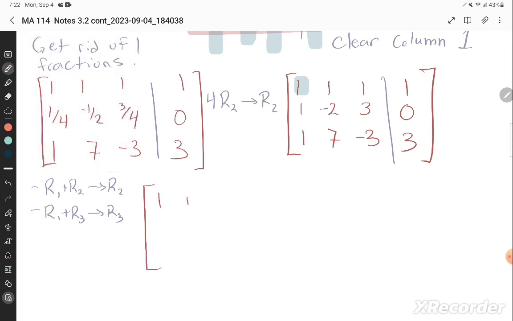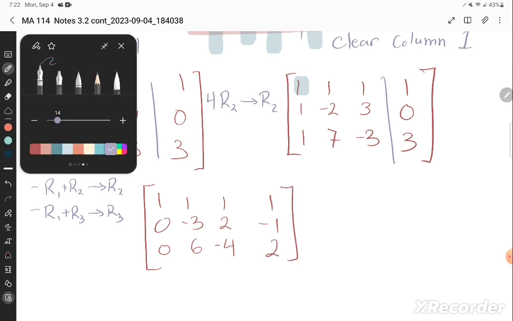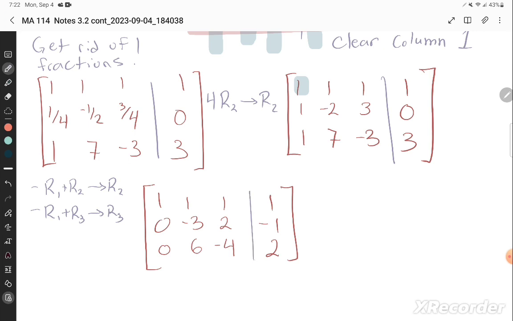I get 1, 1, 1, 1. And then 0, negative 3, 2, negative 1. And then 0, let's see, negative 1 plus 7, I don't know why I blanked there, 6, negative 4, 2. That's going to be my reduced matrix. And now this is a leading entry, and the rest of my entries are cleared, are 0. So my first column is clear.